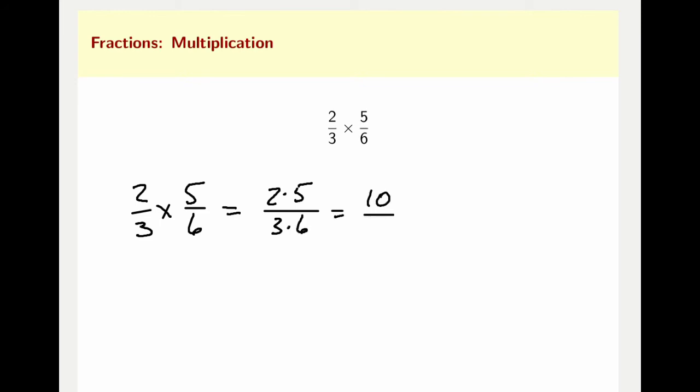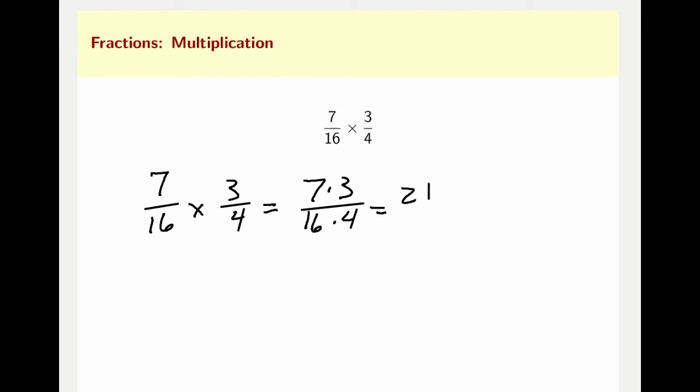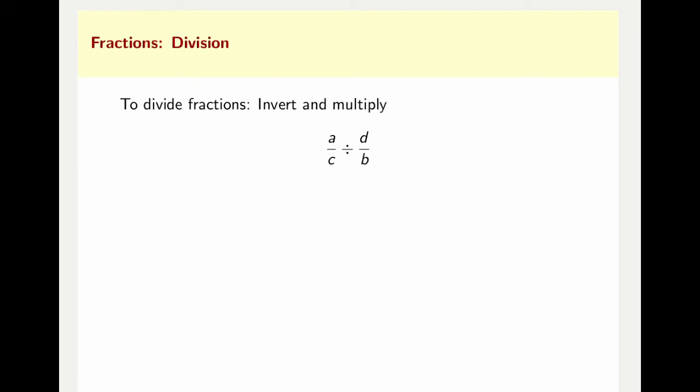equals 10 over 18, which equals 5 over 9. Here's another example. 7 over 16 times 3 over 4 equals 7 times 3 over 16 times 4, which equals 21 over 64. Done. To divide fractions, you simply invert and multiply.